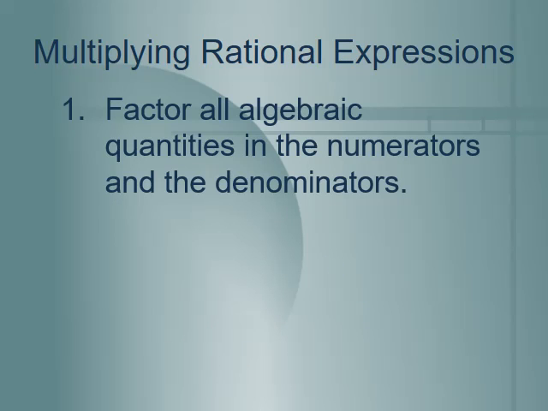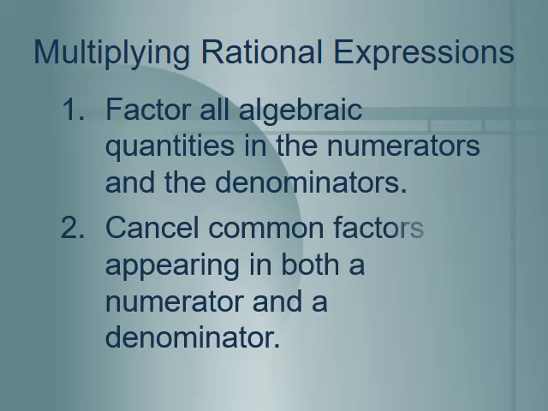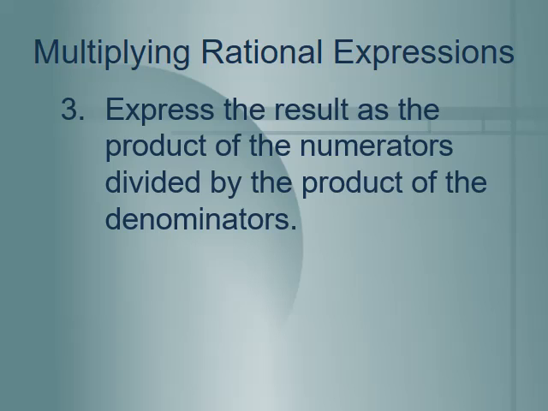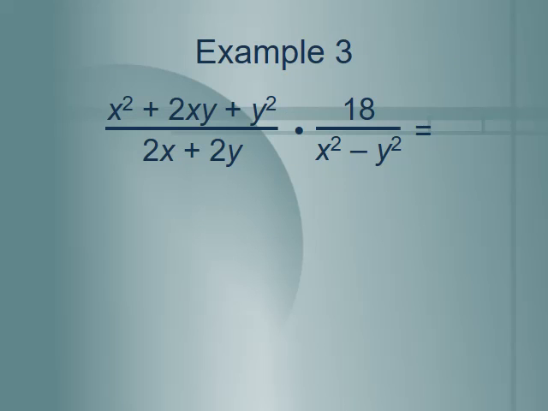Let's look at the steps for multiplying a rational expression. When we're multiplying a rational expression, we're first going to factor all the algebraic quantities in the numerator and denominator. Then we're going to cancel out all common factors, not terms, but factors. And we're going to then multiply across and have our numerators and denominators.